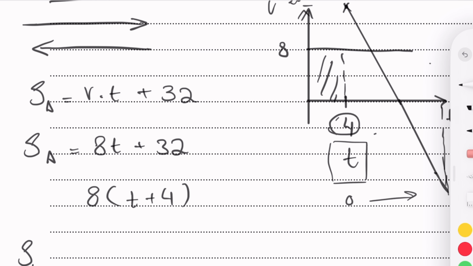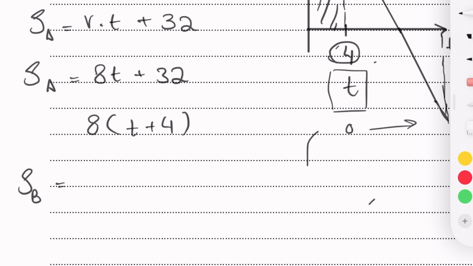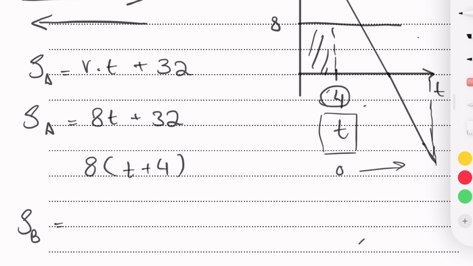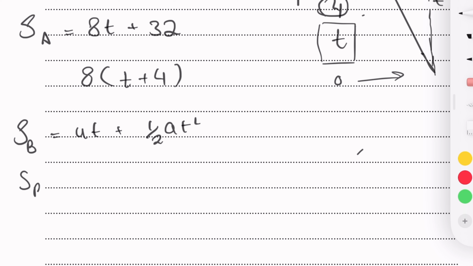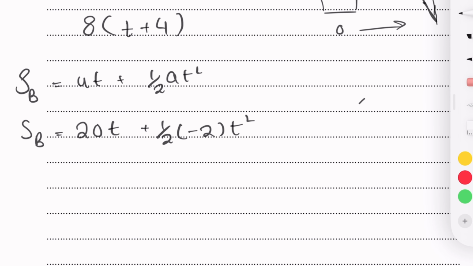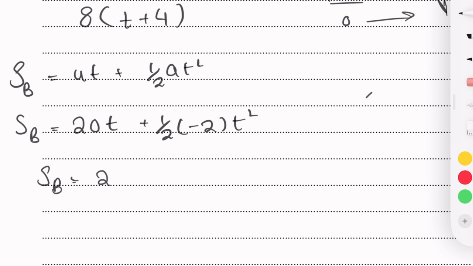However, for displacement of B, we're going to use a uniform acceleration equation, which is going to include initial velocity, time, and acceleration, because we have all these three things. And so we just go ut plus half at squared, and so the displacement of B is equal to 20t plus half of -2, because it's acceleration, times t squared. And so displacement of B equals 20t minus t squared, and that's it.